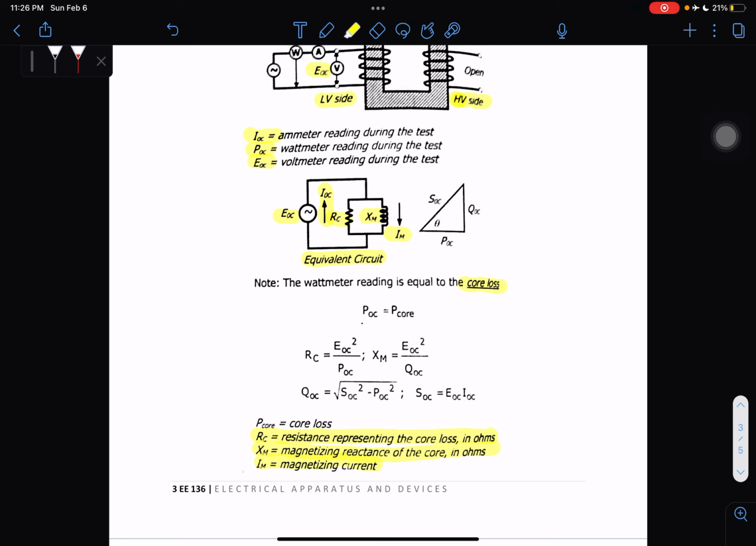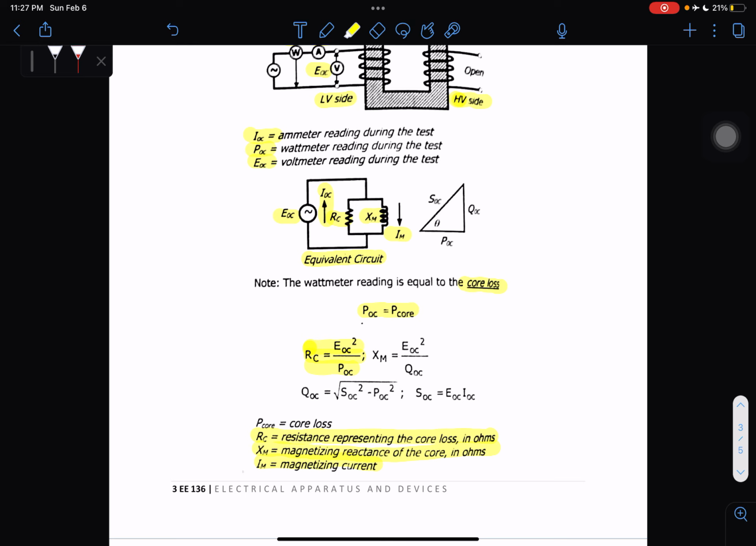So we have here sa atong formula, POC is equal to P core. And to solve for our RC or the resistance na representing sa atong core loss sa open circuit test, so we have RC is equal to EOC or the voltmeter reading squared divided by sa atuang wattmeter reading.